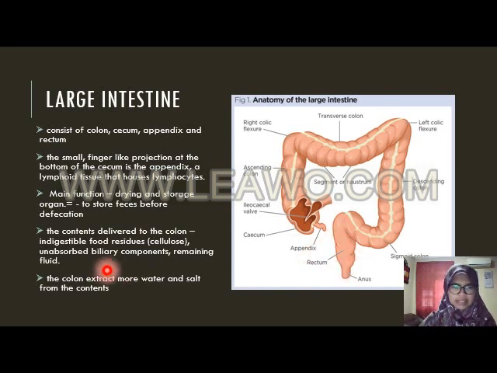The content delivered to the colon from the small intestine is basically indigestible food residues like cellulose, unabsorbed biliary components, and remaining fluid. The colon will extract more water and salts from this content, and then produce the final product, which is the feces.